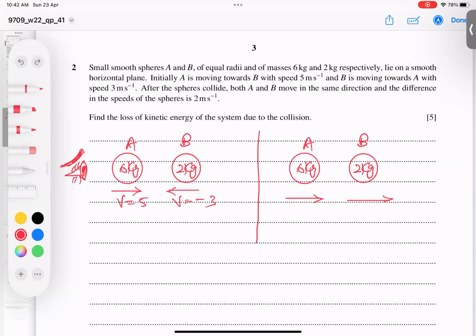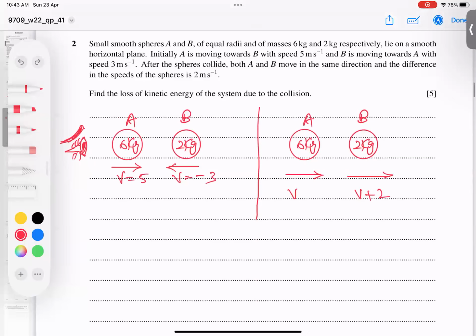So let's say naturally after hitting, the speed of the small mass particle will be more. Let's say this speed is v, and he said the difference is 2. So if this speed is v, the other must be v plus 2. How do I know? Because if I subtract v plus 2 minus v, I get 2. See, the difference is matching. So I take the speed of one particle as v, the other will naturally be v plus 2. I hope you got the idea.